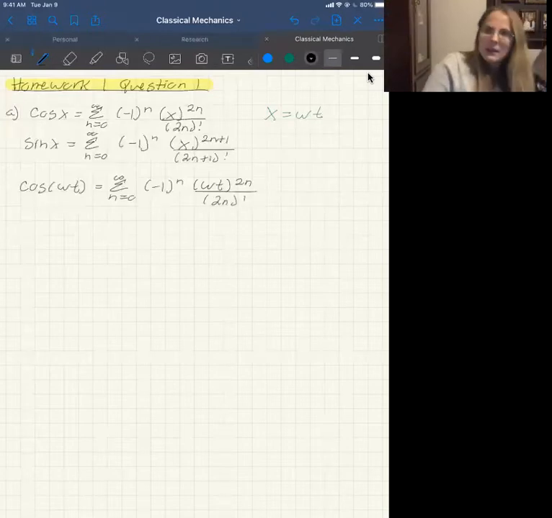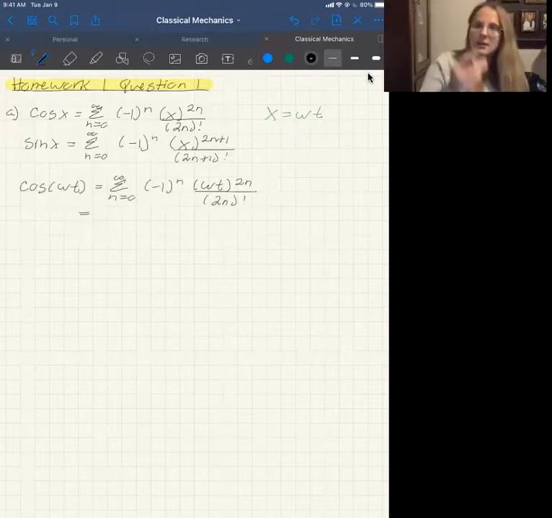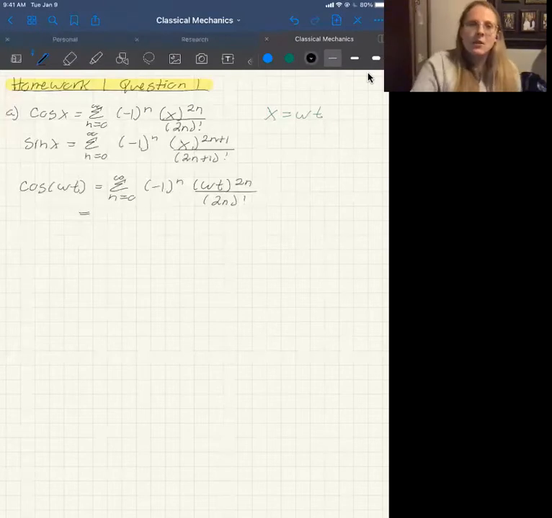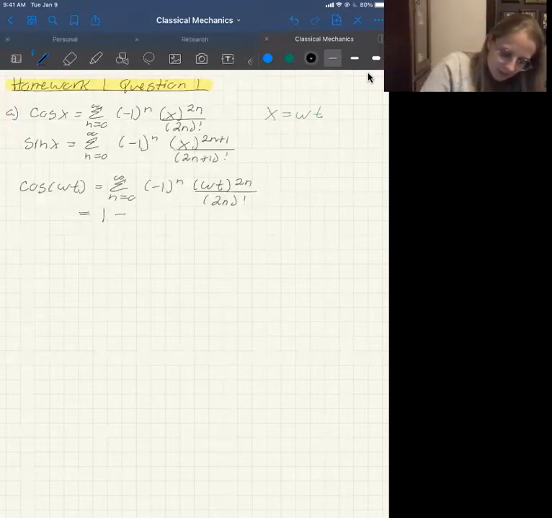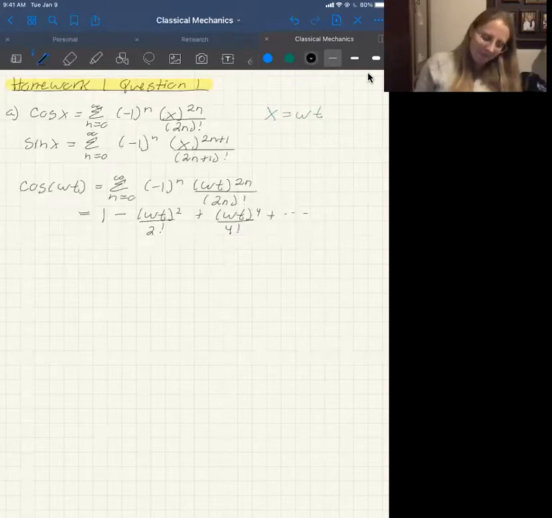Now for the later parts of this problem, it will be helpful if we write out the first few terms of the sum. So for cosine, that would be 1 minus omega t squared over 2 factorial plus omega t to the 4th over 4 factorial plus so on.